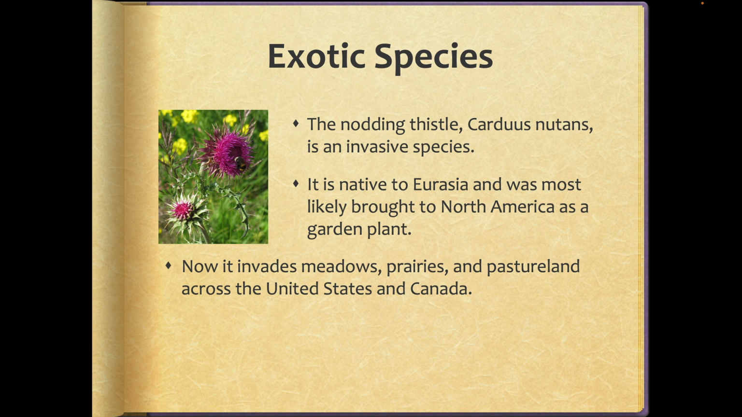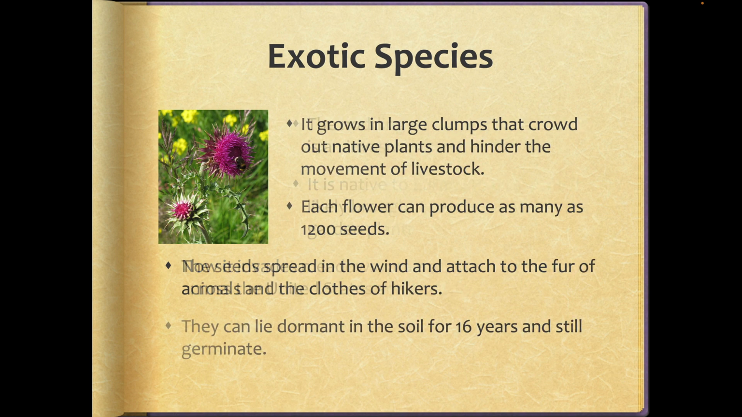The nodding thistle is an example of an invasive species. If you don't know what a nodding thistle is, on this slide is an image of it. It is native to Eurasia and was most likely brought to North America as a garden plant. It now invades meadows, prairies, and pasture lands all across the United States and Canada. It grows in large clumps that crowd out native plants and hinders the movement of livestock.